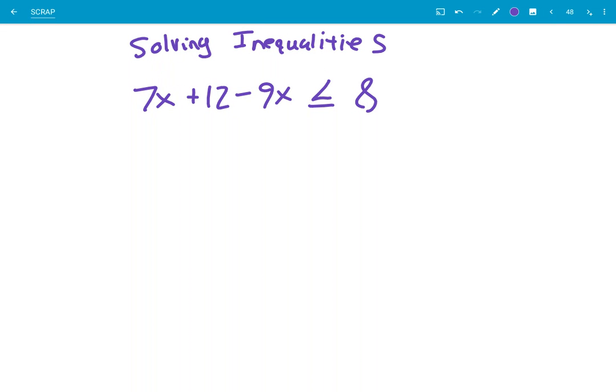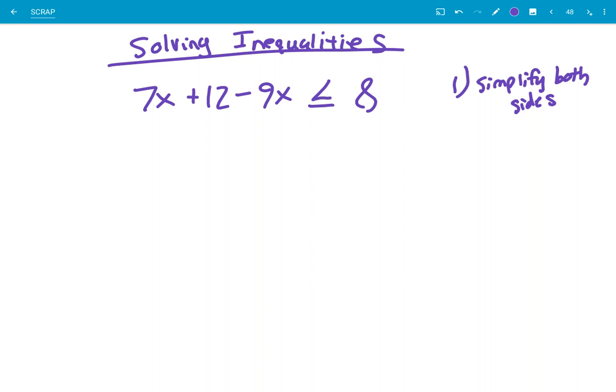Hey guys, today we're going to solve some inequalities, and these are not that bad. They actually work just like equations. And so if I were to summarize into three basic steps, you want to simplify both sides. And usually this involves maybe distributing, maybe combining some like terms.